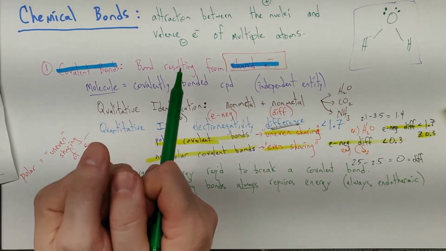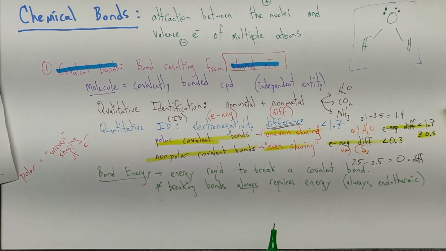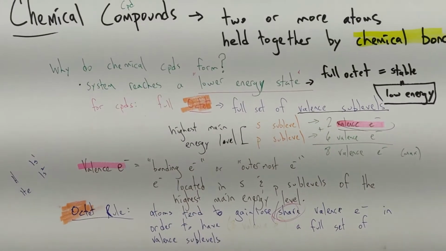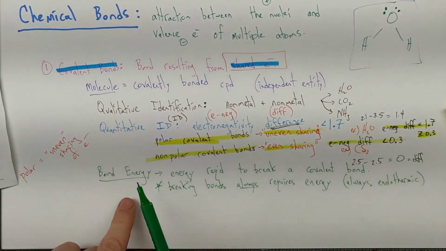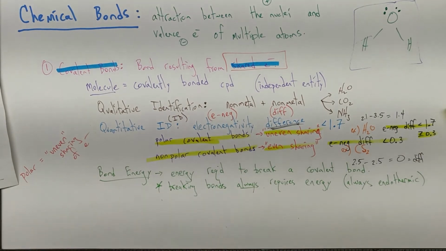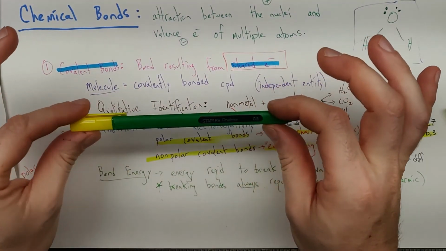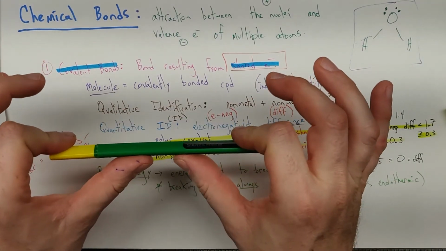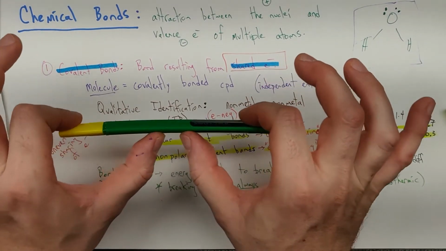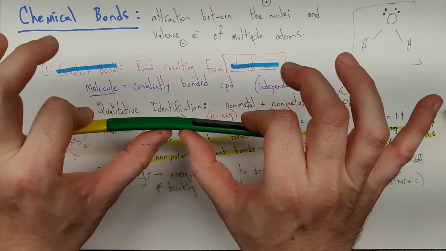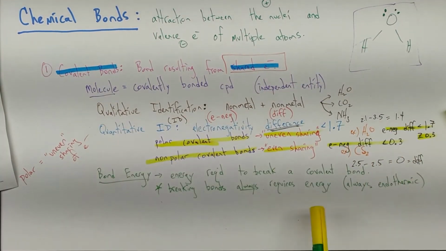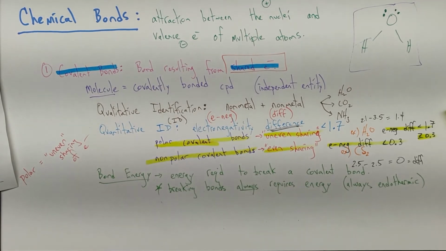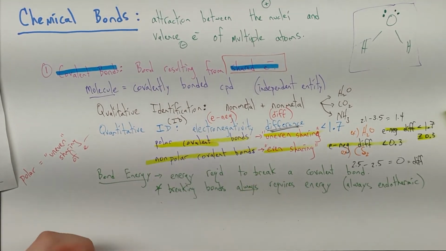So if you want to get two things back apart based on this idea that they went together to reach a lower energy state, then what you're going to have to do is put them back at a higher energy state by putting energy in. And I think that it's pretty easy to think of in terms of, like, if I have this pen and I want to break this pen like I'm breaking a bond, I'm going to have to apply a force over a distance. I have to do work on it to break it. That requires energy.